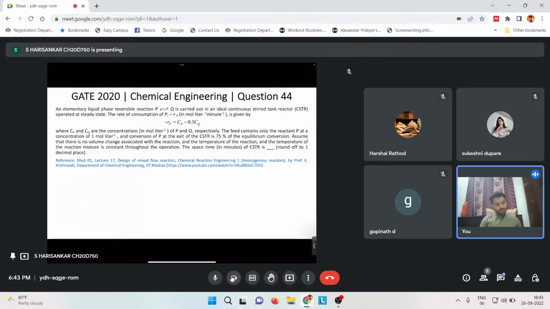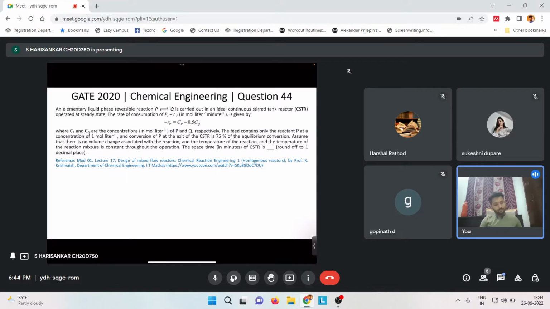So this question is based on the design of mixed flow reactors, and the reference NPTEL lecture can be found in module 1 lecture 17, design of mixed flow reactors, Chemical Reaction Engineering 1, homogeneous reactors, by Professor K Krishnaiah, Department of Chemical Engineering, IIT Madras.